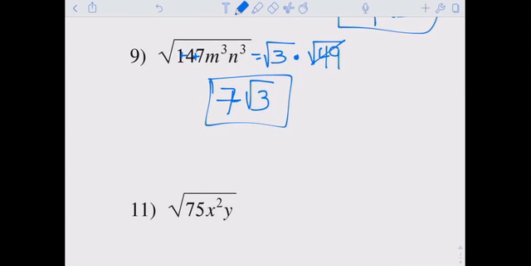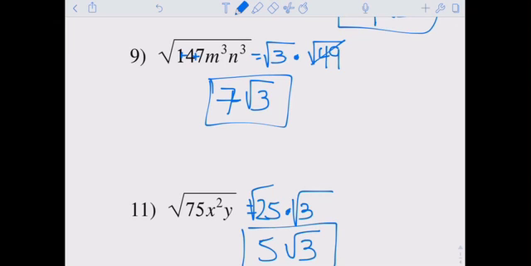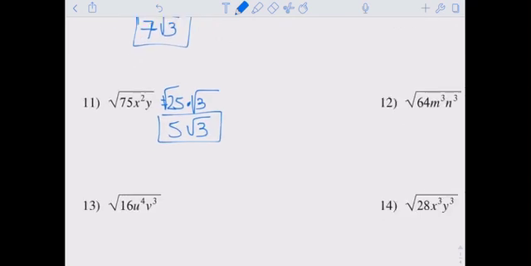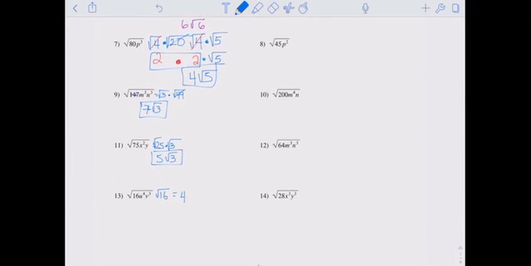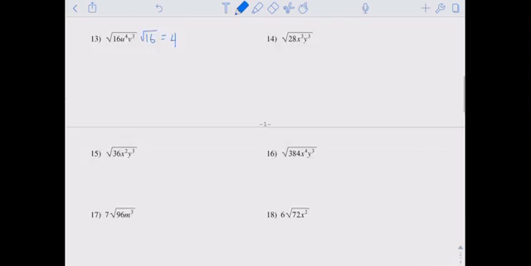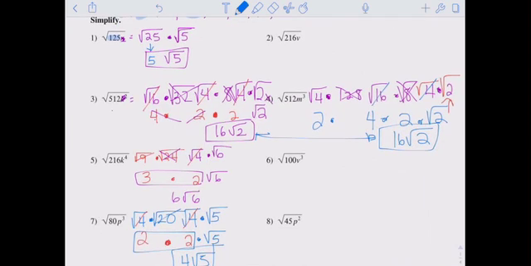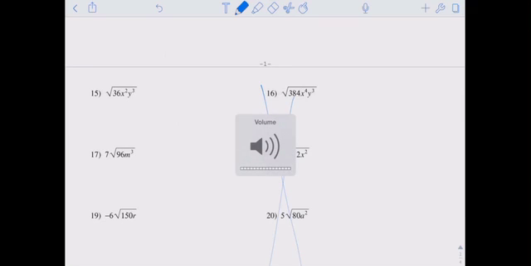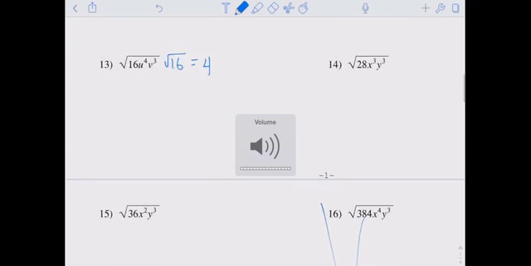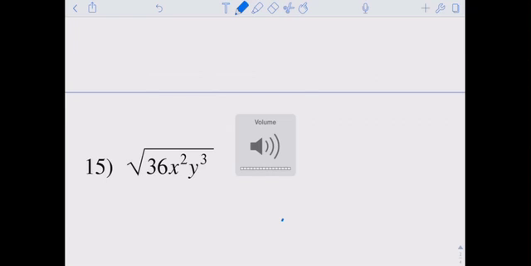75, I know for sure it's 25 times 3. Square root of 25 is 5, and square root of 3. Oh, number 13 is a perfect square. The square root of 16 is just 4. Okay? And then that's the first side. You don't have the evens. That's just on my paper, but not on your worksheet. You got all these odds, so this is not on your worksheet. Just this part is. Well, you got the square root of 36. That's an easy one. So that's just square root of 36, which is 6.